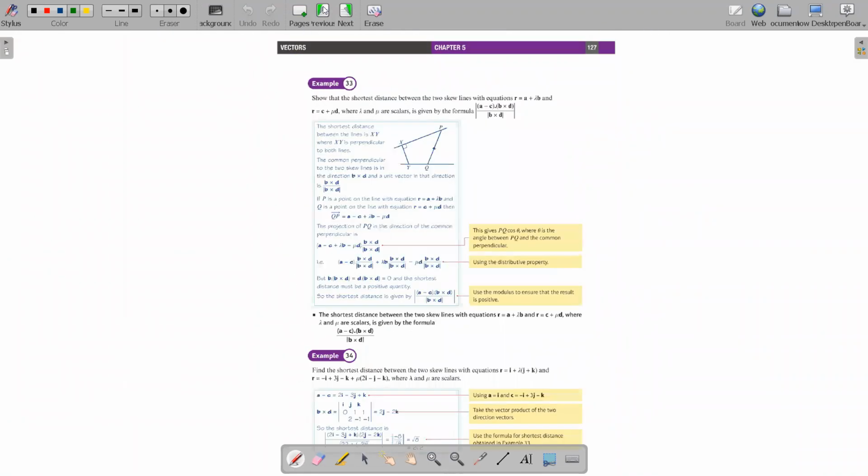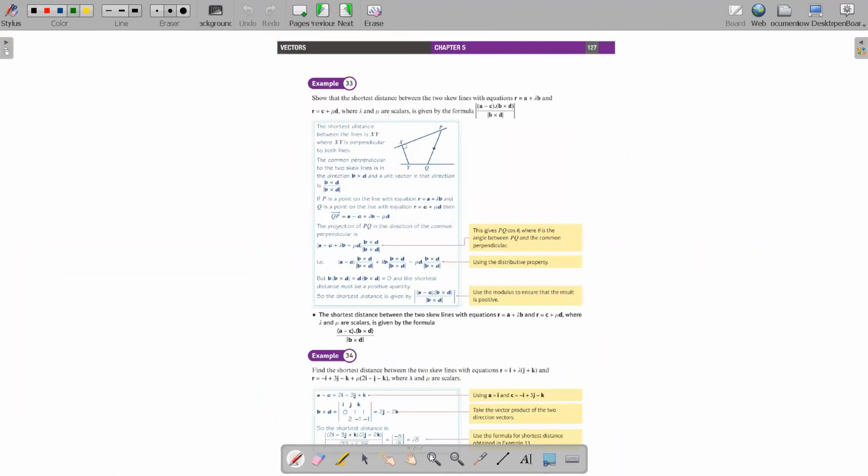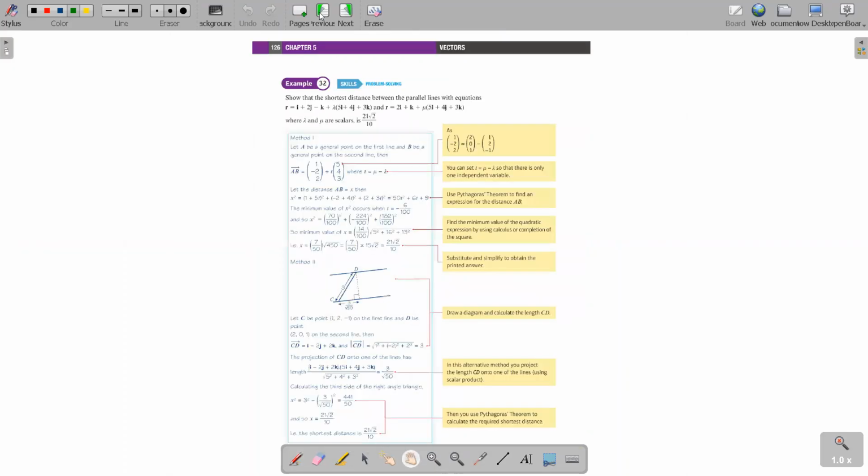Then from that point onwards, we just have one more theory, right? The last theory is the shortest distance between two skew lines.